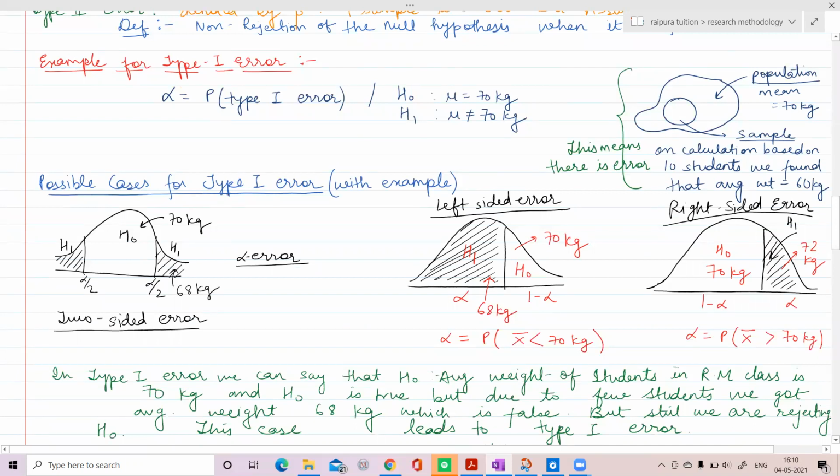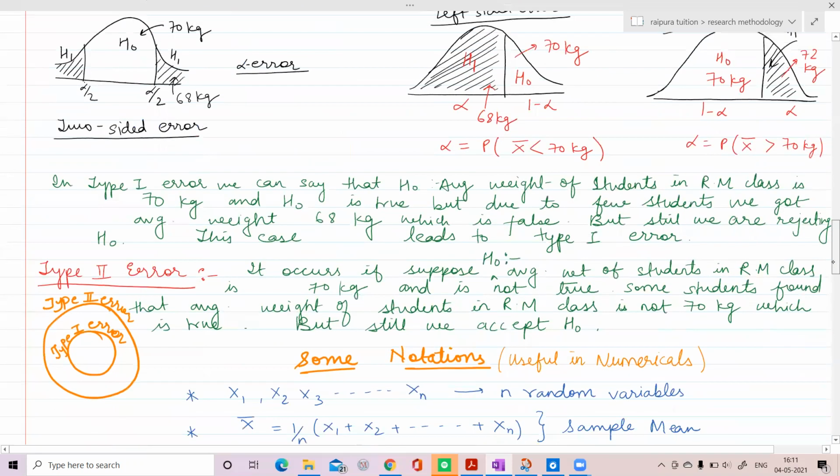So these are the possible cases for type 1 error: there can be two-sided error, left-sided error, or right-sided error as well. These are the diagrammatic representations of all these kinds of error. In type 1 error, say H naught, the average weight of students in the RM class, is 70 kg and H naught is true. But due to a few students, we got an average weight of 68 kg, which is false, but still we are rejecting H naught. This case leads to type 1 error.